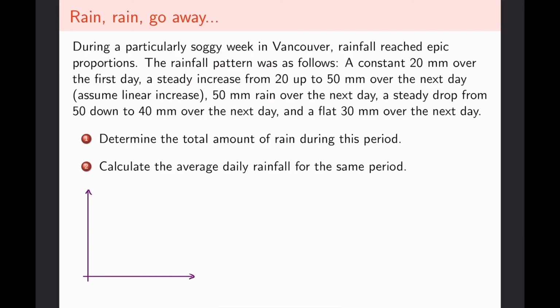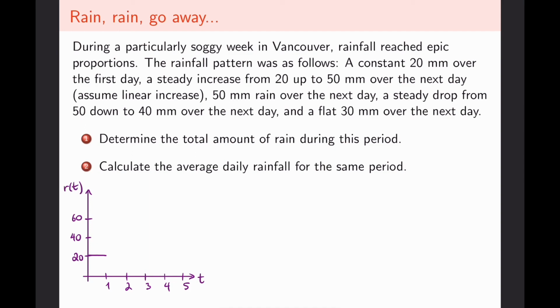As we go from day 1, 2, 3, 4, and on to day 5, what we're seeing are the patterns that we would like to actually note. So let's say I introduce a scale. Every 20 seems to be like the scale that would actually work out here. And let me just start sketching what we're seeing. A constant 20 millimeters on the first day. Constant means that for the first entire day, the rainfall stays at 20. So this is time of day, and this is, let's call it, the amount of rain.